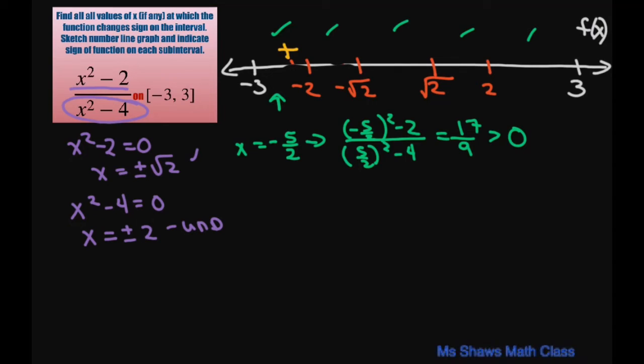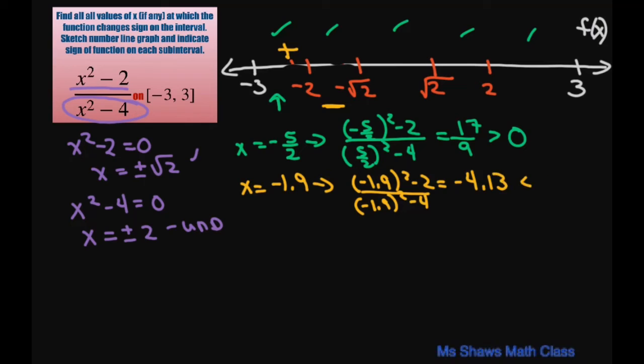All right, now let's check for one in between here. So let's go ahead and check x equals -1.9. So we're going to get a positive in the numerator. No. Let's see, we get (-1.9) squared minus 2 divided by (-1.9) squared minus 4. This gives you -4.13, which is negative. So there's a sign change right there. All right, 3 to go.